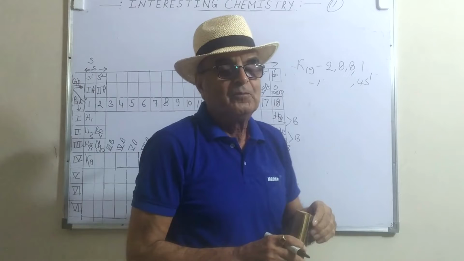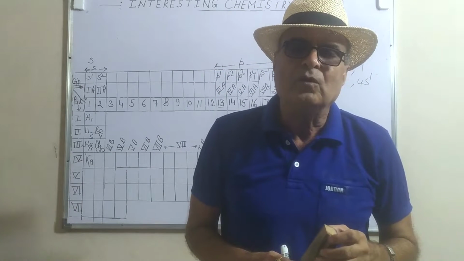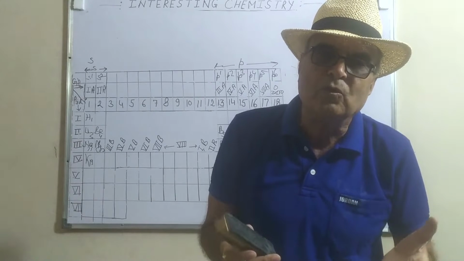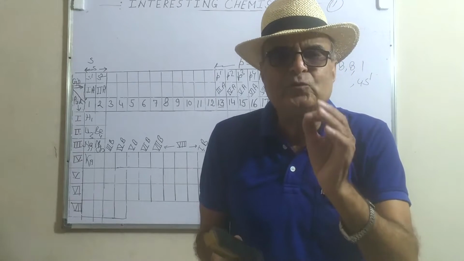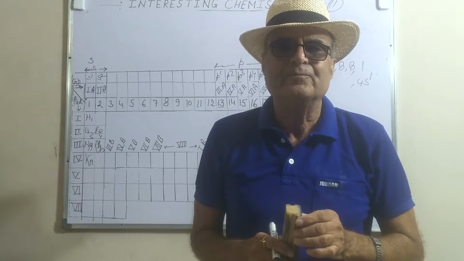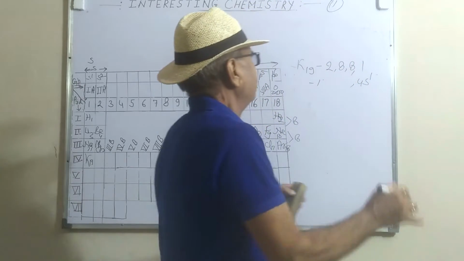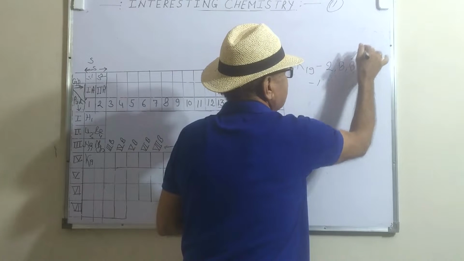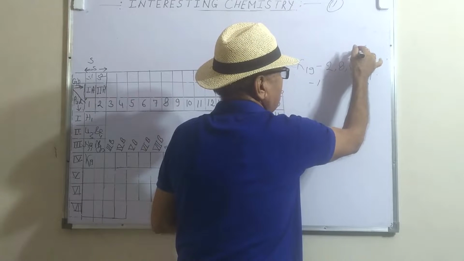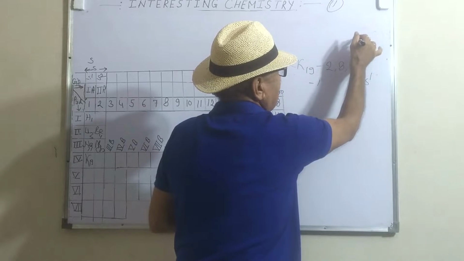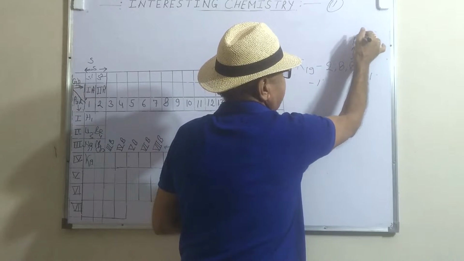But now I will tell you something more. When you were in 9th class, a student asked me that this is the third shell, and the third shell can occupy a total number of 18 electrons.